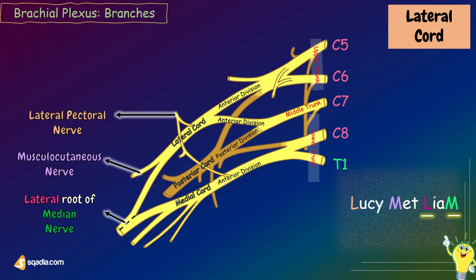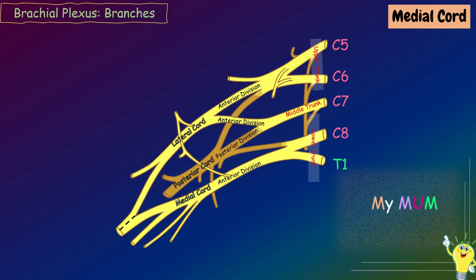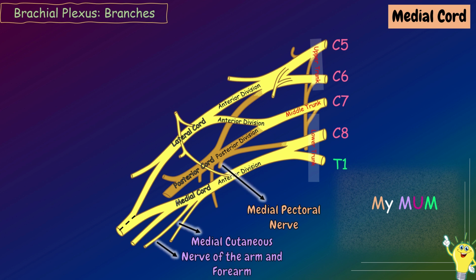Take a second to look at these branches. As for the medial cord, the mnemonic for the branches of nerves that arise from it is My Mum. The capitalized letters are assigned to these nerves: medial pectoral nerve, medial cutaneous nerve of arm and forearm, ulnar nerve, and medial root of the median nerve.